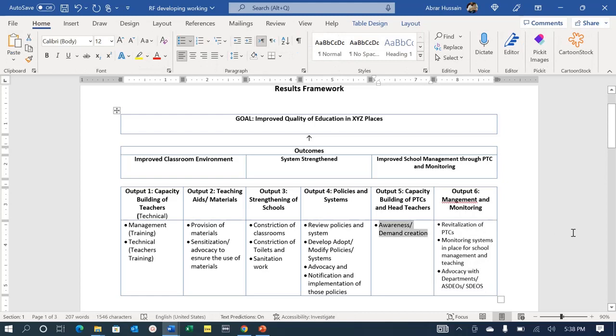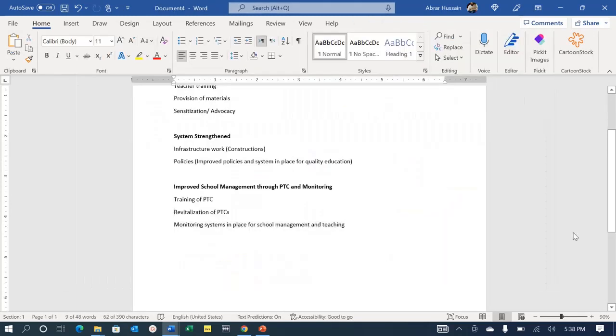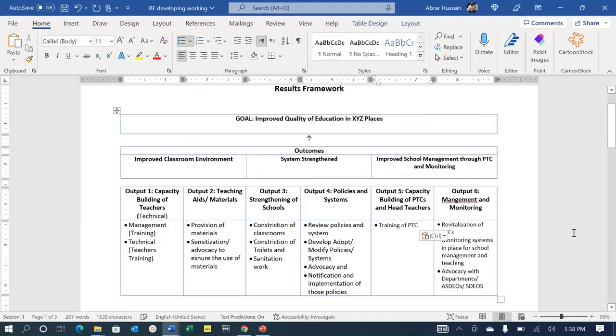And here for the capacity, one is the capacity building, the training of PTCs, then training of head teachers on management. You can bring here training of ASDEOs and SDEOs, etc. And then provincial level or department level. The outcome is school management.